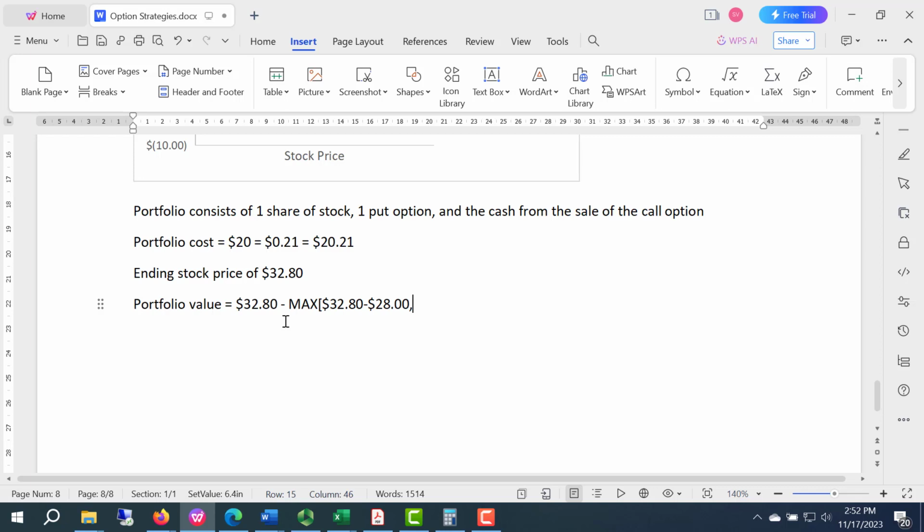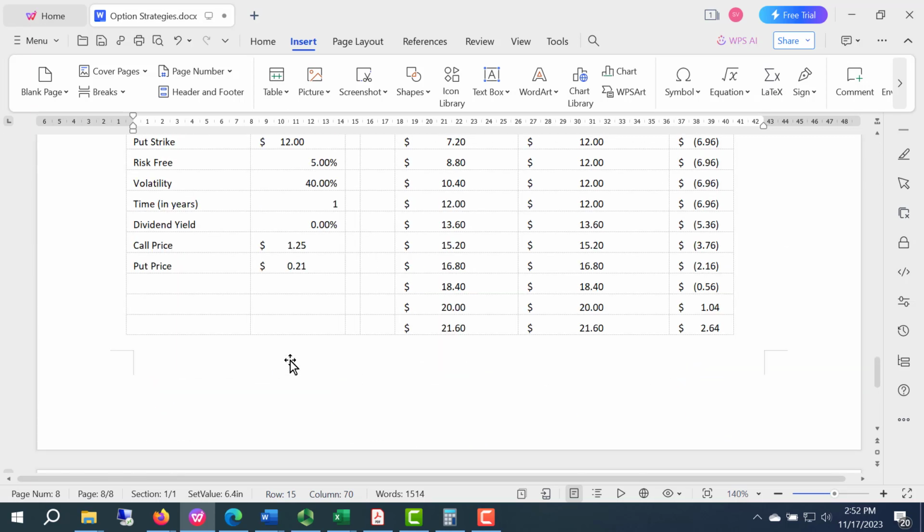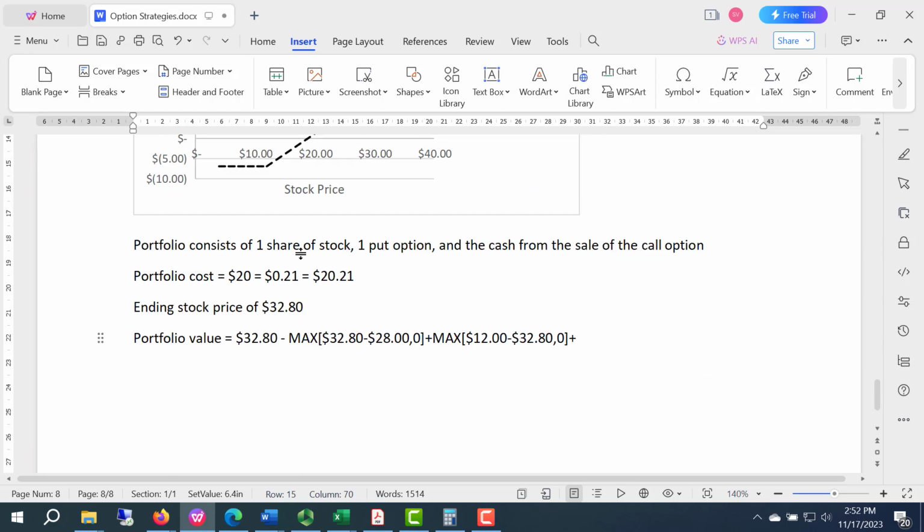Or 0, plus the exercise value of the put option, which would be the maximum of the strike price, in that case $12, minus the stock price of $32.80, or 0. And then we're going to add in the cash that we got from the call option. So we sold that call option for $1.25.